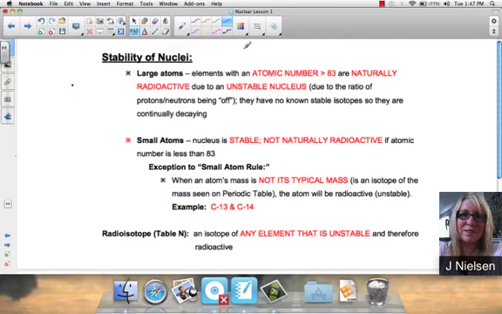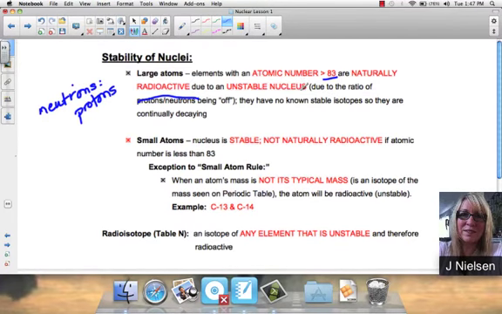Large atoms, meaning elements with atomic numbers greater than 83, are naturally radioactive and they are unstable. And it's due to the ratio of neutrons to protons, and this should say neutrons to protons, not the other way around. So make this correction, neutrons to protons being given off. They have no known stable isotopes, so they are continually decaying.